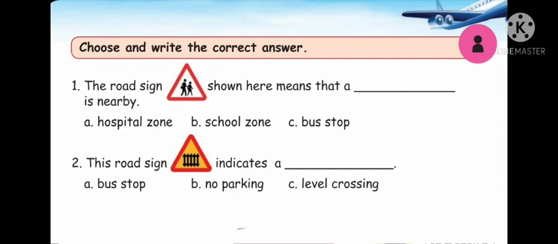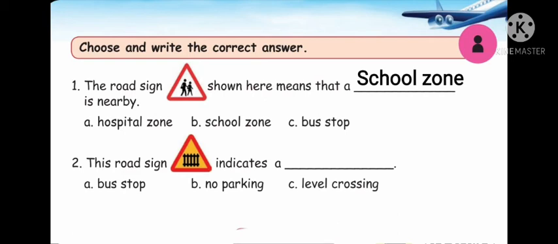Choose and write the correct answer. For the below sentences, you have to find the correct answer and fill up the blank. The first one is, the road sign shown here means that a dash is nearby. A. Hospital zone. B. School zone. C. Bus stop. So what is the correct answer? School zone.